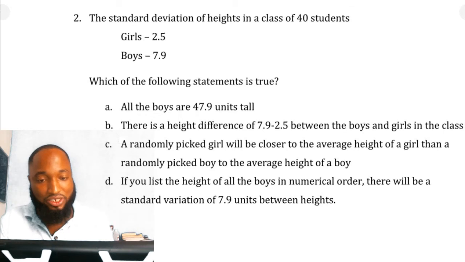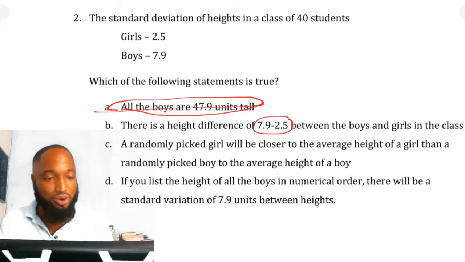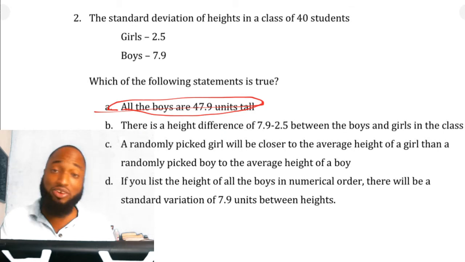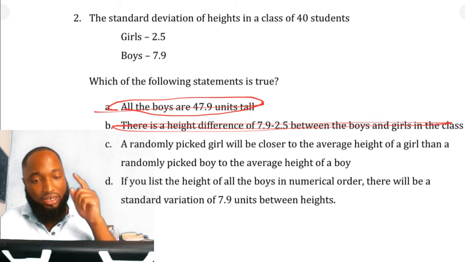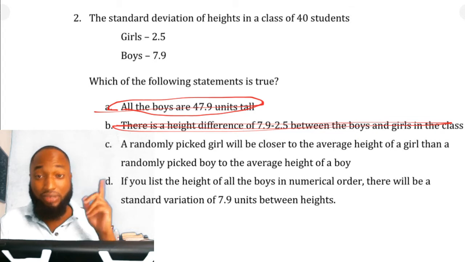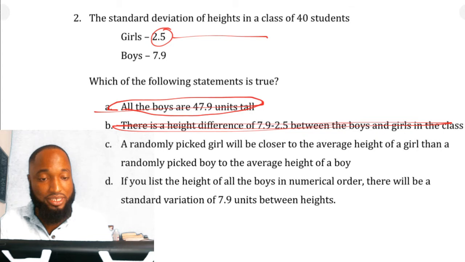Which of the following statements is true? All of the boys are 47.9 units tall. That ain't true. There is a height difference of 70, this minus that, between the boys and girls. If you don't know standard deviation, you might pick that answer, but that has nothing to do with nothing. A randomly picked girl will be closer to the average height of a girl than a randomly picked boy to the average height of a boy. That is true. Standard deviation means this. You see how the girls' standard deviation is 2.5? It means their spread of variables will look like this.